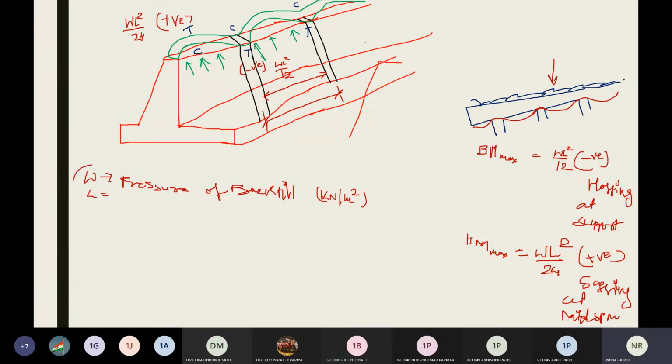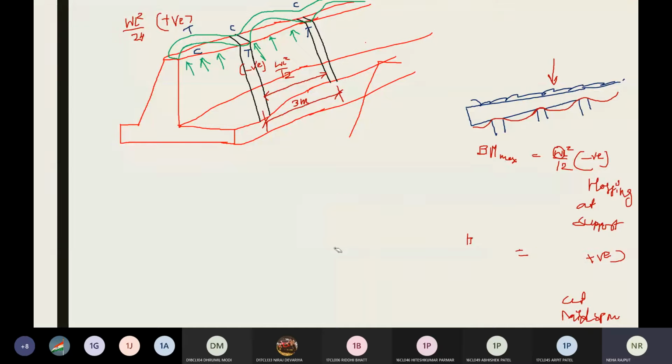Now how to find this pressure? Because this distance we have, center to center distance between the counterfort members, that is 3 meter. Now we are going to find what is W. For that, you need to draw the lateral pressure diagram, or backfill diagram.